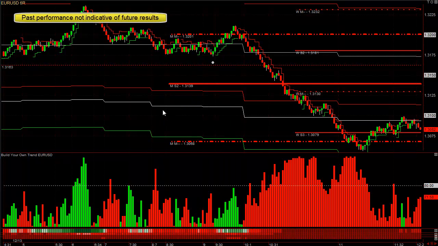Here's our currency meter right here. And you can see, this is the euro dollar. This is a range chart that shows 6 pips per bar. When price is above the hourly, it's more likely to go up. When it's underneath the hourly, it's more likely to go down.